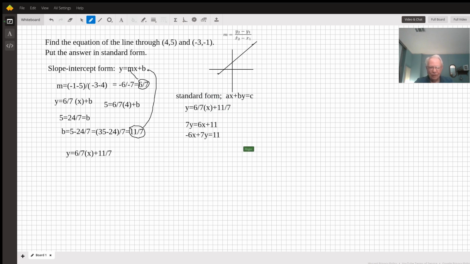But some textbook authors sort of insist that in standard form the a has to be positive. I guess they think it looks neater if the equation starts with a positive number. And if you want that, you just multiply this equation by -1 on both sides, and that will change the signs. So that'll become 6x minus 7y equals -11. And there's our answer in standard form. That's what we were after.